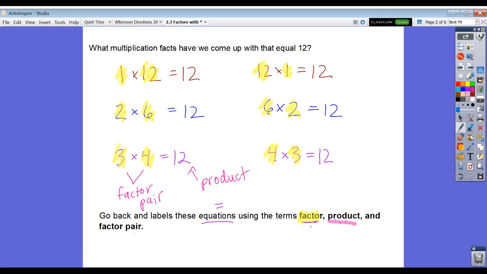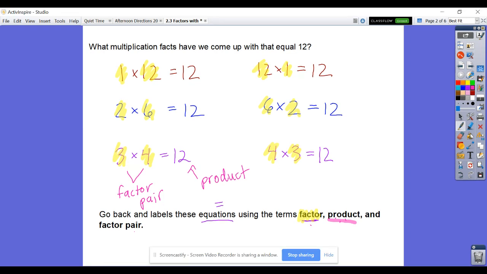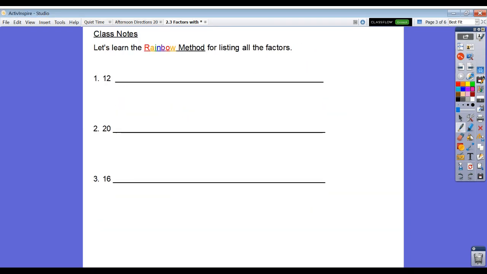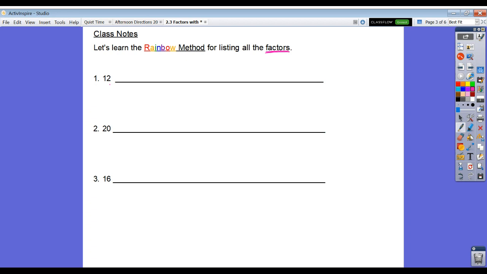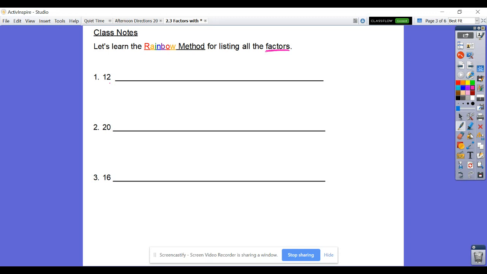Now I'm going to show you my favorite method for finding factors. Drum roll, please. The rainbow method. And I like it because it's mathematical and it's also beautiful. So let's start off with 12. If we wanted to list all the factors of 12, meaning the numbers that can multiply together to equal 12, well, we've just done that with our array. But I'm going to show you the different method for doing it.